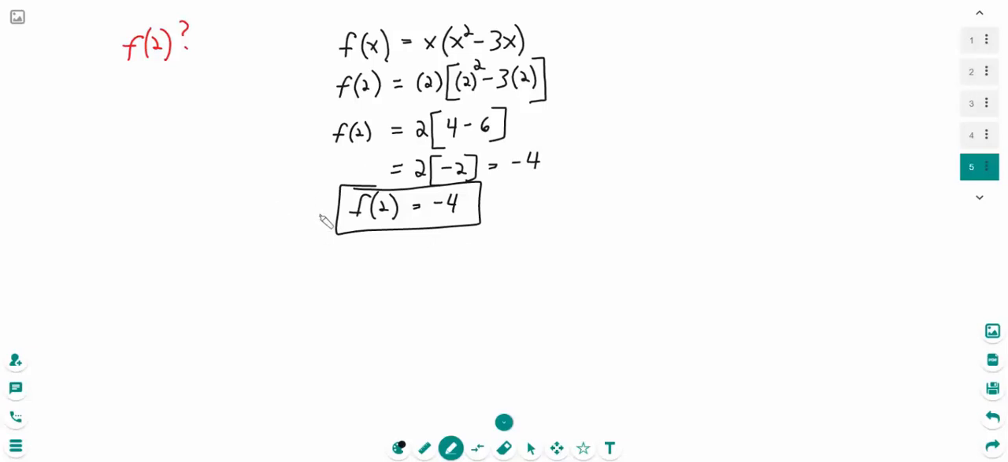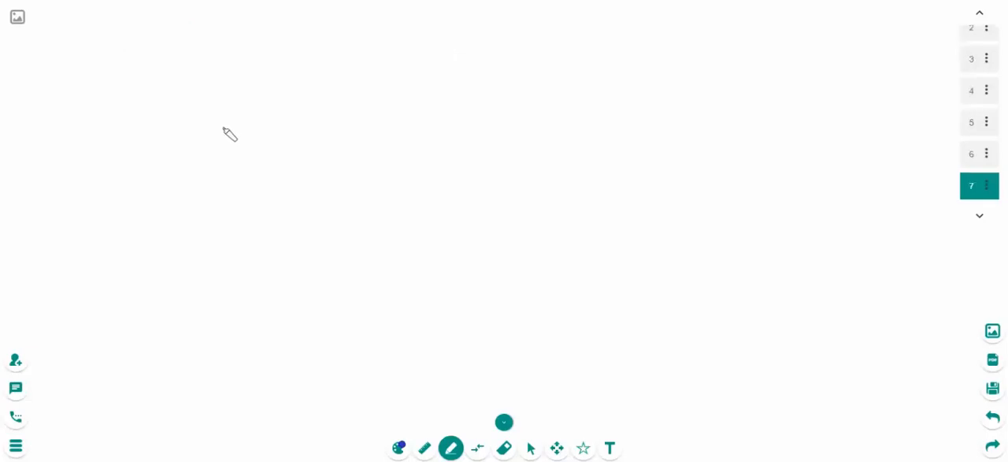Function, f of x. F of x is dependent upon what x is. All right. Those are all expressions that you're going to hear a lot of in the upcoming lessons. So try to get familiar with those. So when you do your problems, kind of say those in your head so that you get used to that language, f of 2. Okay.